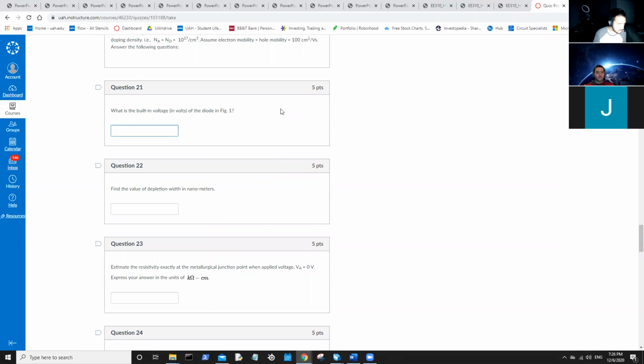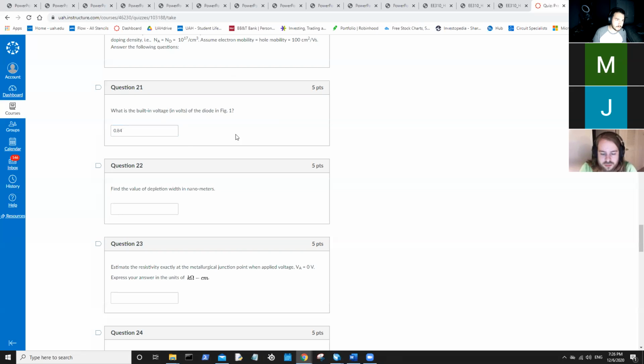So built-in voltage to start. I have some of my old formula sheets here. The equation for built-in voltage is kT over q, which I just remember is 0.026, times ln of NA times ND all over n_i squared. And that's just the built-in voltage. For this one, the built-in voltage works out to be 0.84 volts.